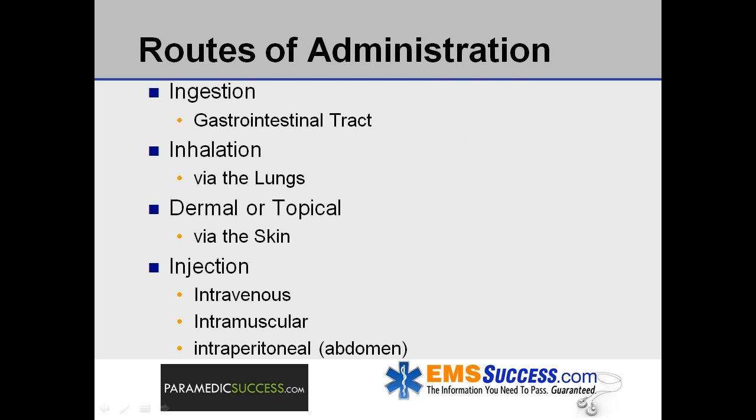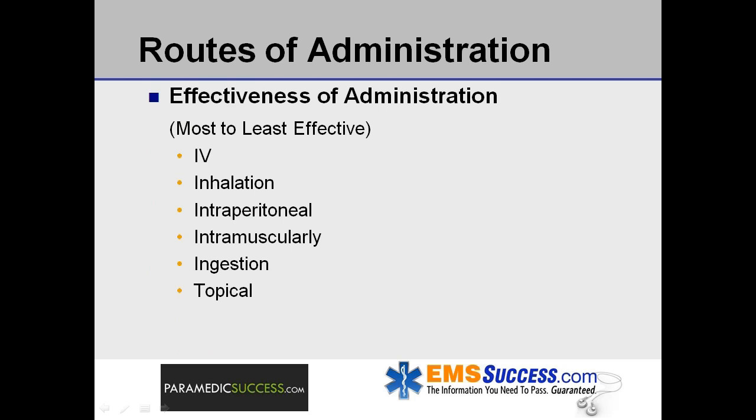The routes or sites of exposure or administration of a drug include ingestion via the gastrointestinal tract, inhalation via the lungs, dermal or topical via the skin, and injection, either intravenous, intramuscular, or intraperitoneal, which is the injection of a substance into the peritoneum or abdomen. The typical effectiveness of administration from the most effective route to the least effective route is IV, inhalation, intraperitoneal, intramuscular, ingestion, and finally topical.